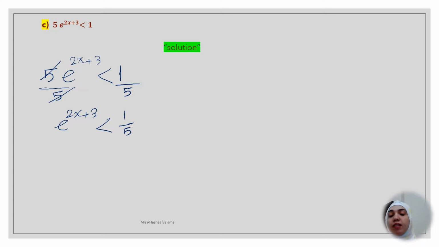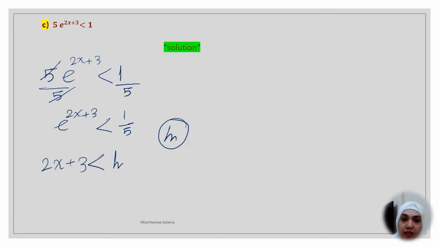After that, to get the value of x, I need to use ln. So ln for both sides here, I will write it directly, so 2x+3 is less than ln(1/5). I didn't do ln of e^(2x) separately; I took the power and wrote it once. Is that it, are we finished? No, we need to get the value of x.